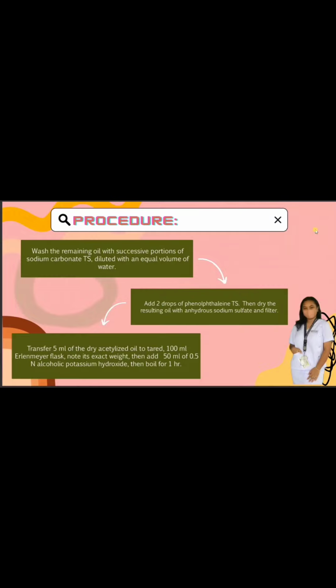When the liquids have completely separated, reject the water layer and wash the remaining oil with successive portions of sodium carbonate TS diluted with an equal volume of water until the last washing is alkaline to 2 drops of phenolphthalein TS. Dry the resulting oil with anhydrous sodium sulfate and filter.